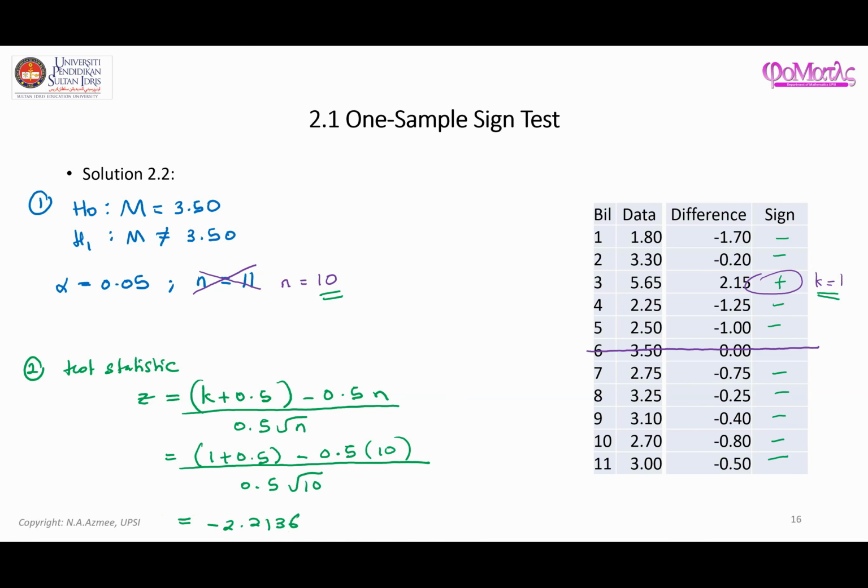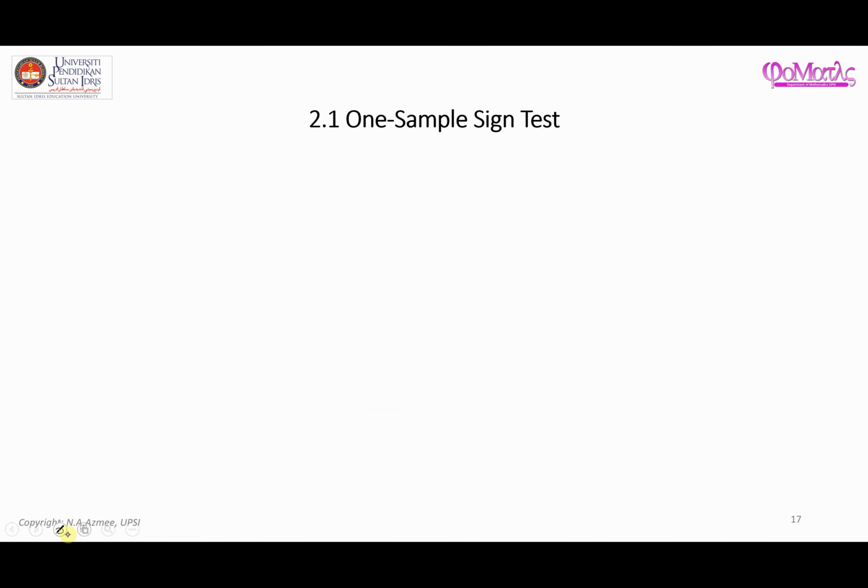Now we need to find some sort of probability in the third step. Here we have to find the probability of our random variable z taking a value that is smaller than or equal to our small z here. Small z here is our test statistic calculated in step 2. So this is equal to the probability z less than or equal to negative 2.21.